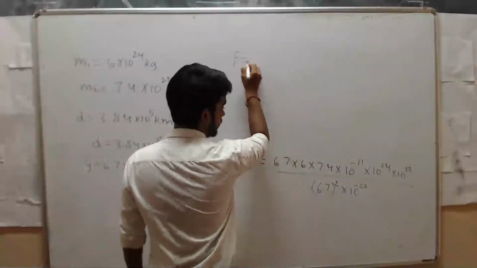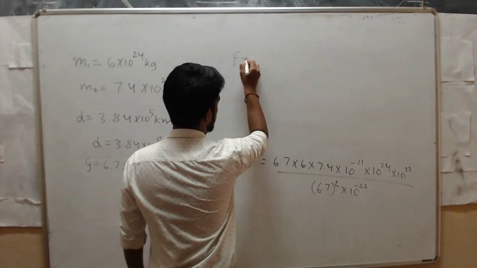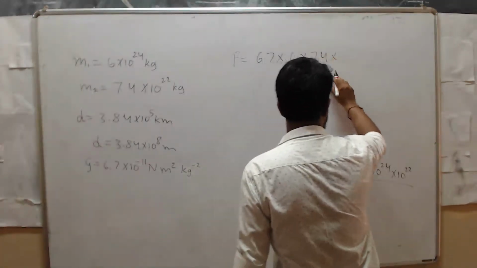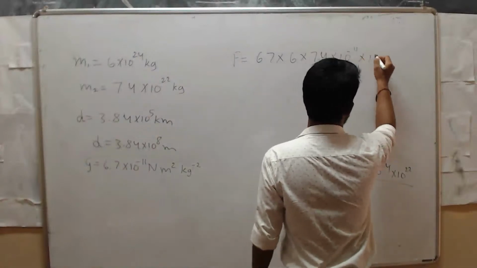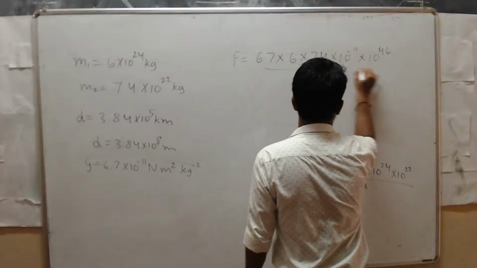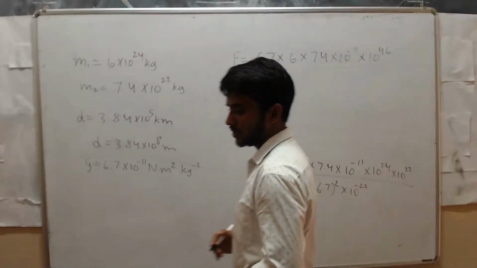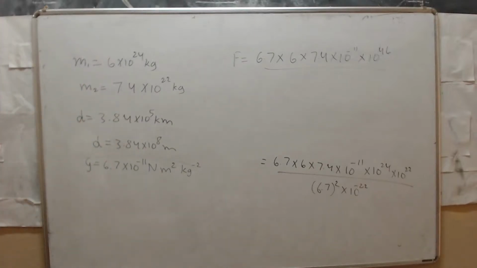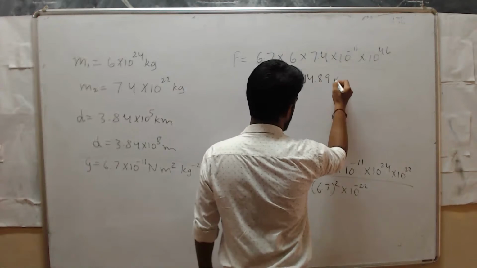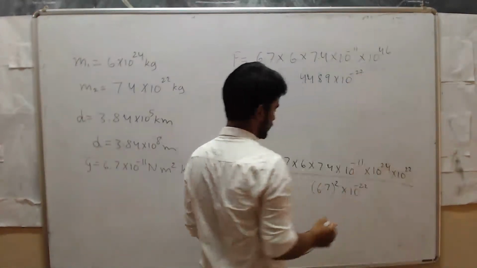So we can write here F is equals to 7.4 into 10 raised to the power minus 11 into 10 raised to the power 46 divided by, see what is 6.7 square? 6.7 into 6.7, 44.89. So 44.89 into 10 raised to the power minus 22.